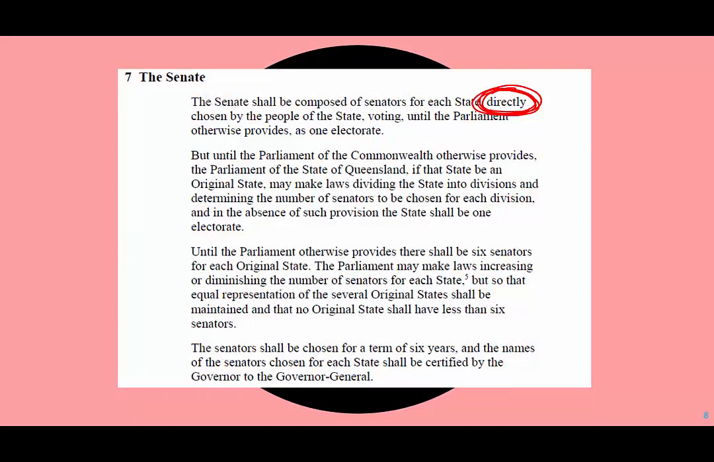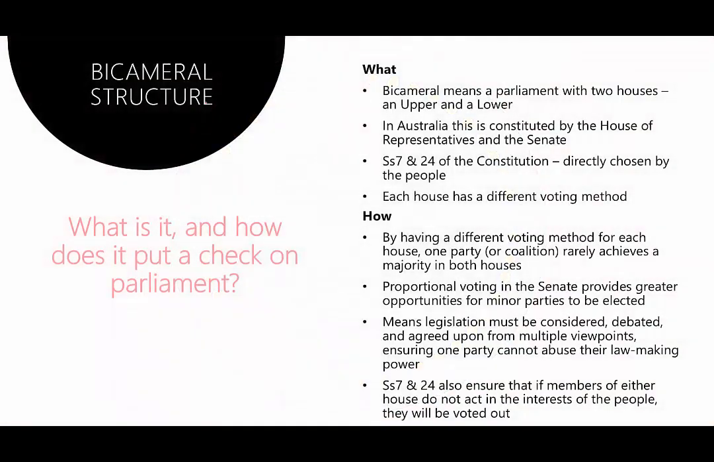What that means is, when we're talking bicameral structure, we can also look at this idea that due to Section 7 and 24, members must be elected. They must be directly chosen. So the Australian people have a role here as well, in the sense that if Parliament makes laws that aren't in our best interests, we have the power through the bicameral structure, through Section 7 and 24, to vote for someone else. So this is a check on Parliament's lawmaking, because they have to pass laws that are considered. They have to pass laws that cover multiple viewpoints, or else they will be voted out at the next election.